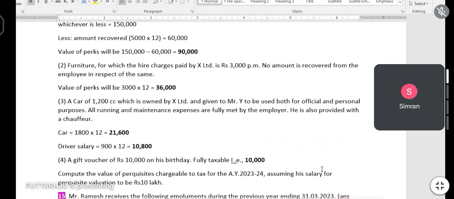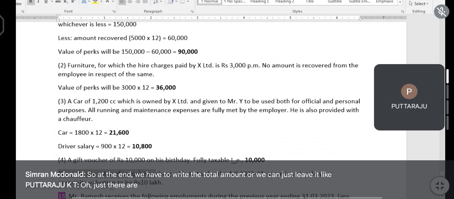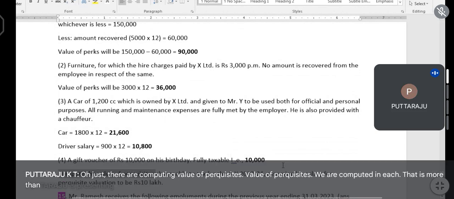Sir, at the end, do we have to write the total amount or we can just leave it like this? They have just asked to compute the value of perquisites. Okay. Value of perquisites we have computed in each. That is more than sufficient. Okay, sir.